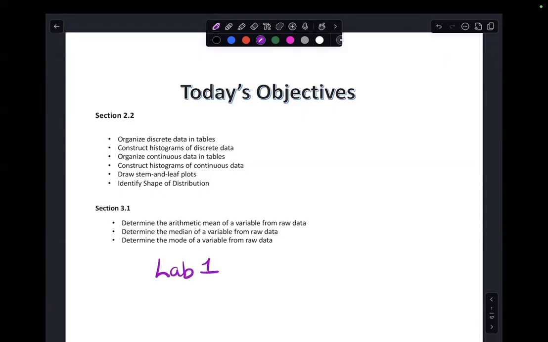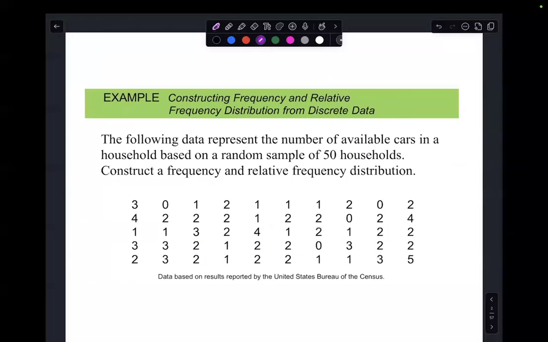We're going to jump right into it. We're going to start with some discrete data. So this is talking about how many cars people have in their houses. We took a random sample of 50 different households. I'm assuming in the US, but it doesn't say. I'm just making that assumption. And we're looking at how many cars they have in their household.